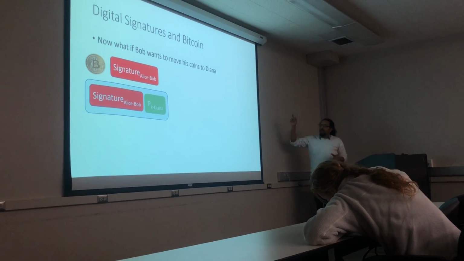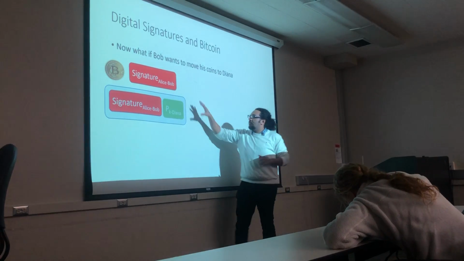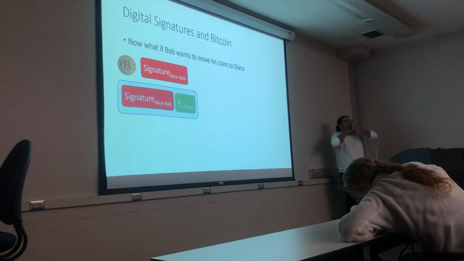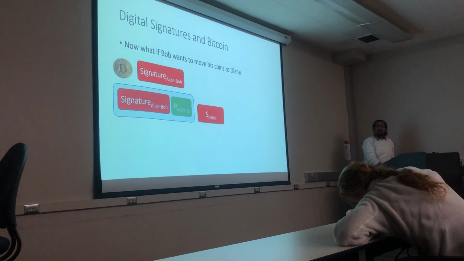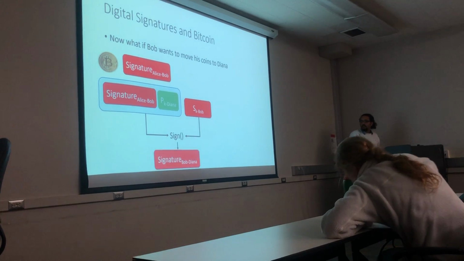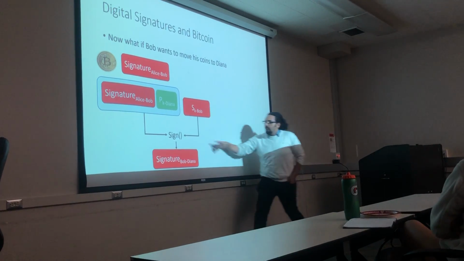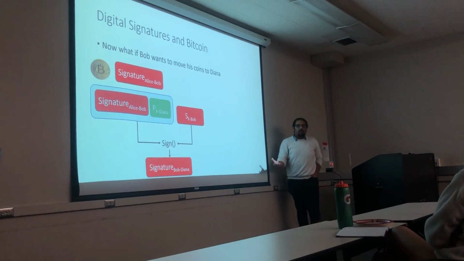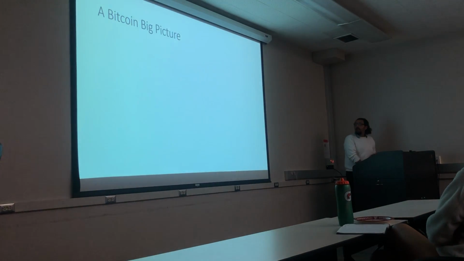So now I want to move it to Diane. What I'm going to do is the same thing. Put the public key of Diane, compress it with the signatures that moved this Bitcoin to myself, and then sign it as Bob. Okay? So I generate this signature that says, now this coin is owned by Diane, from Bob to Diane. And anyone can verify that.